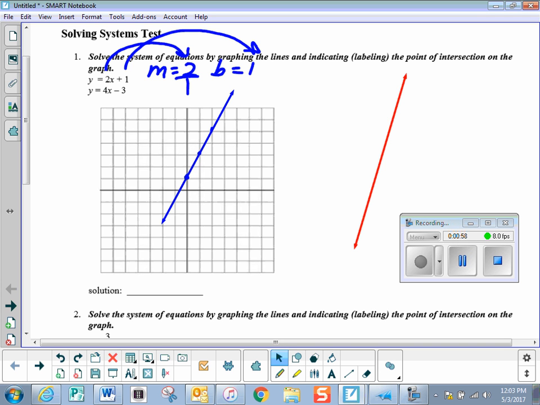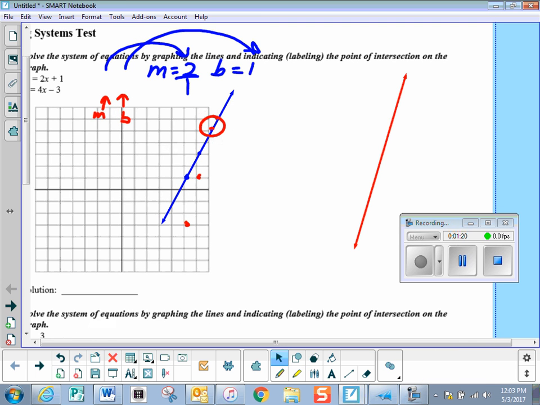Now I'm going to do the same thing with the red one. What is the y-intercept? -3. What is the slope? 4 over 1. Are they both positive? Yeah. Up 4 over 1. Looks like I found my point of intersection.